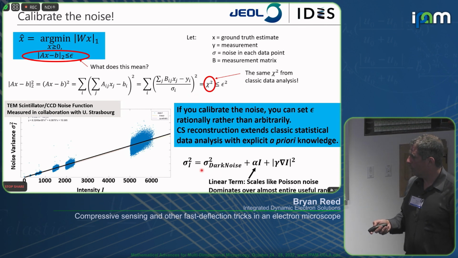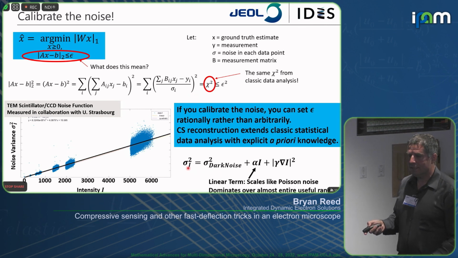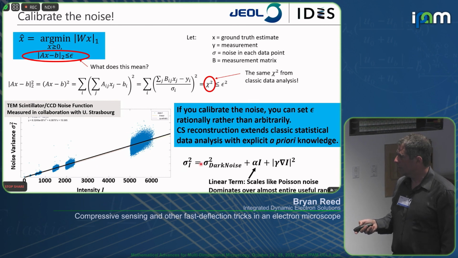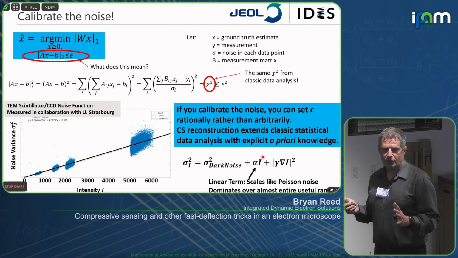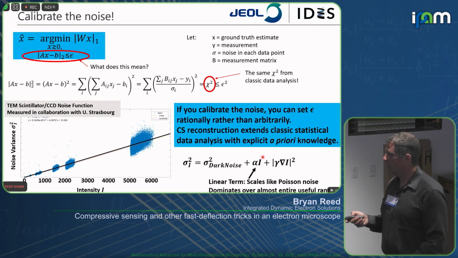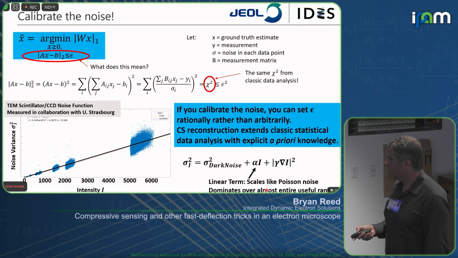And by the way, every TEM detector of any kind that I have ever calibrated the noise on follows an equation like this. So the variance is a dark variance, the noise that you get even when there's no signal, plus a constant times the intensity. This is a term that scales as Poisson noise. In terms of the theory, it might as well be Poisson noise, so I just often call it that. And in almost the entire useful range of the measurement, this linear term dominates.